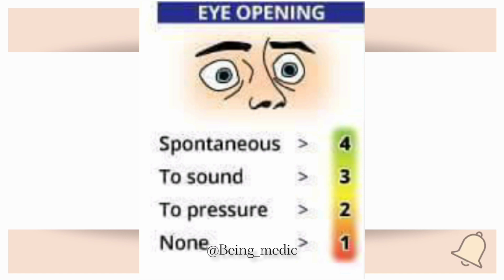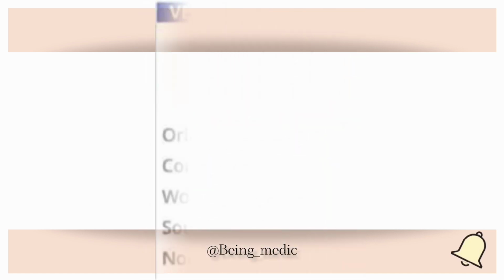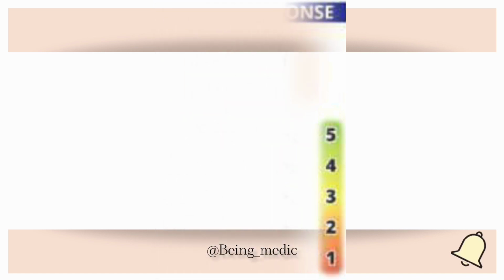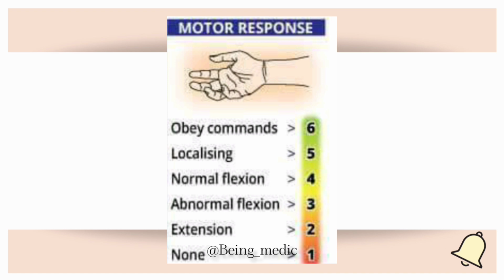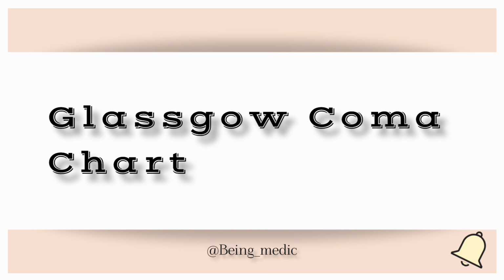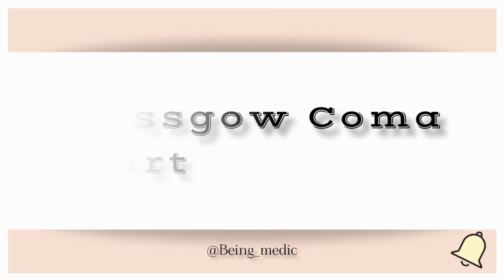The eye opening aspect is scored from 1 to 4, with 1 being no eye opening and 4 representing spontaneous eye opening. The verbal response is scored from 1 to 5, ranging from no response to coherent conversation. Lastly, the motor response is scored from 1 to 6, indicating no response to purposeful movement. If we go for overall scoring, then here is the chart.